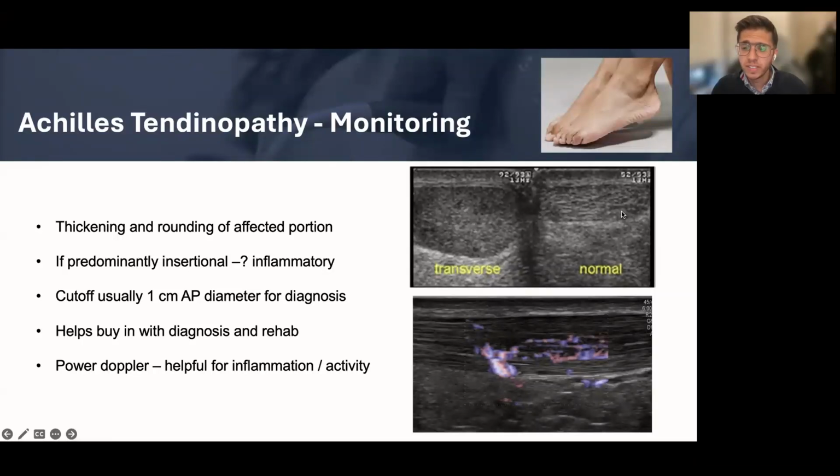If you can appreciate here, this is an Achilles tendon in cross section. On the right-hand side of the screen, you can appreciate it's really nice and thin, nice and fibrillar, but on the left side, you can't see those fibers really nicely, and I'm sure you can appreciate it's significantly thicker.